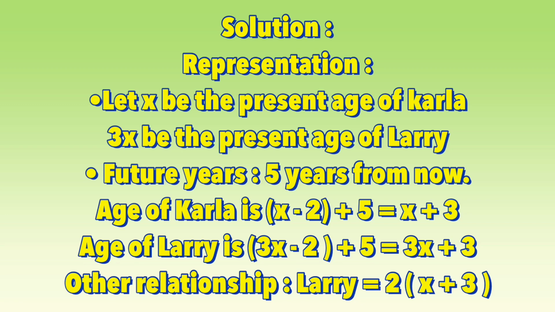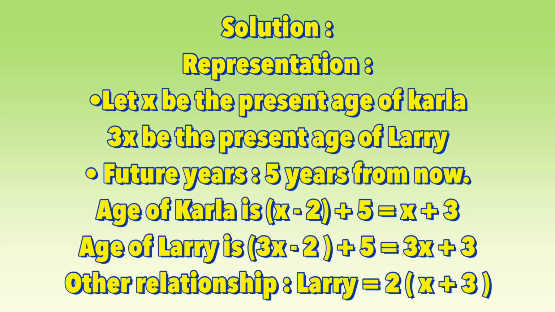And another thing to consider is the future years. When we see future years, 5 years from now, it belongs to future years. So this will be added to the present age of Carla. That's why the age of Carla is x minus 2 plus 5, and we're going to simplify it, becomes x plus 3. Then the age of Larry is 3x minus 2 plus 5, so we're going to simplify it, becomes 3x plus 3.